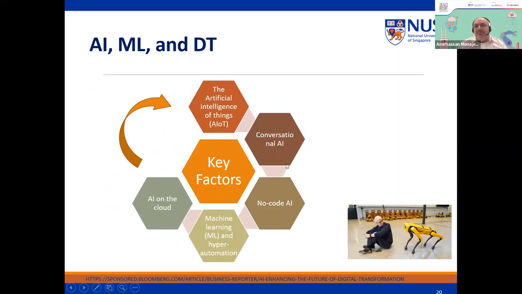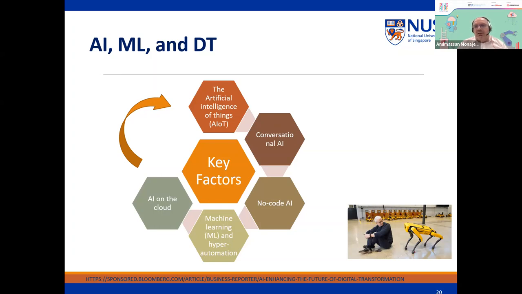So, the platform is digital transformation. The background frame is digital transformation. After that, AI and machine learning can get into that and give us better results. Artificial intelligence of things, AIoT, is a key factor over here. We have got IoT, now we can make it intelligent. Conversational AI will help us, something like chatbots, but intelligent chatbots.